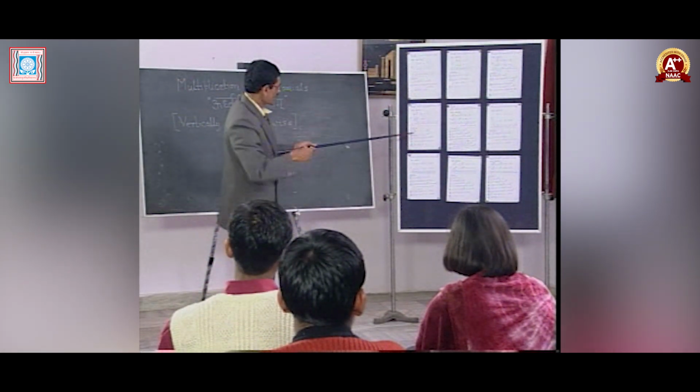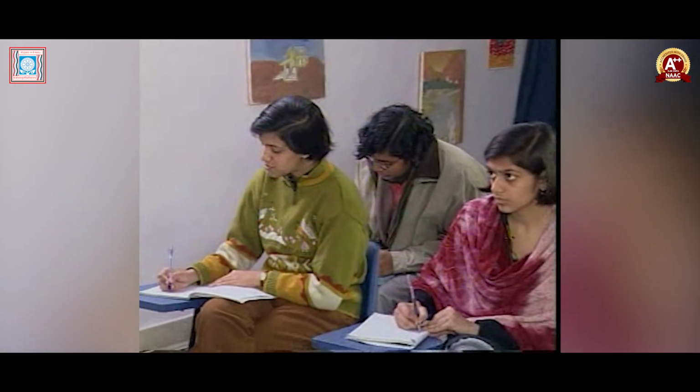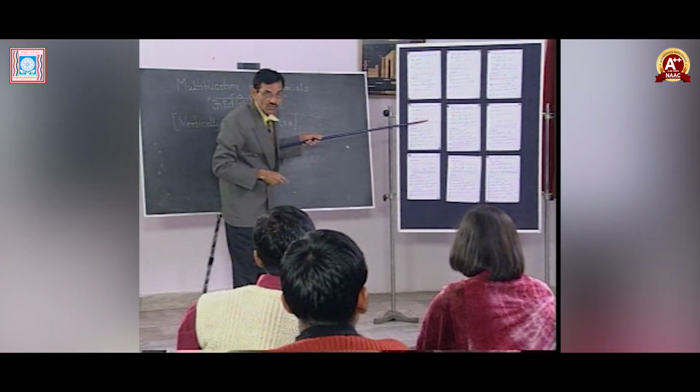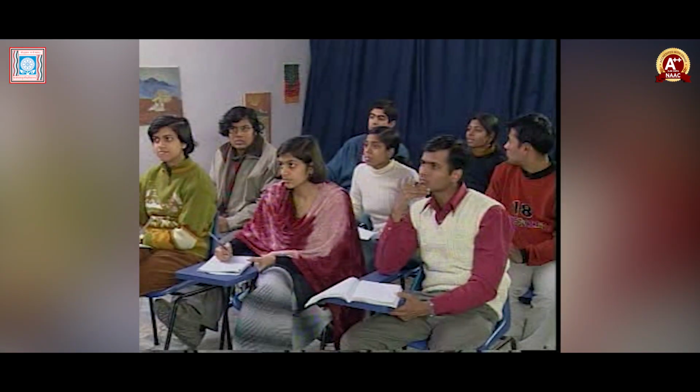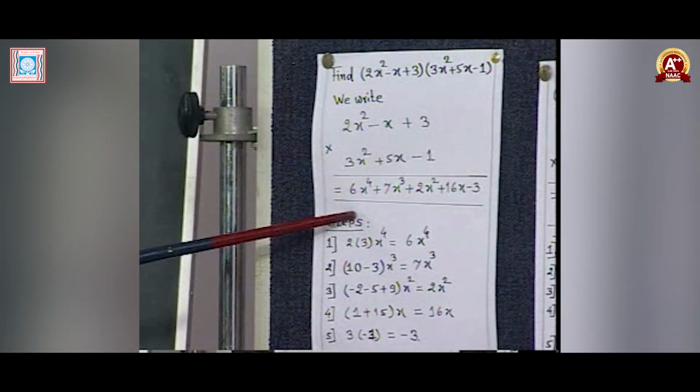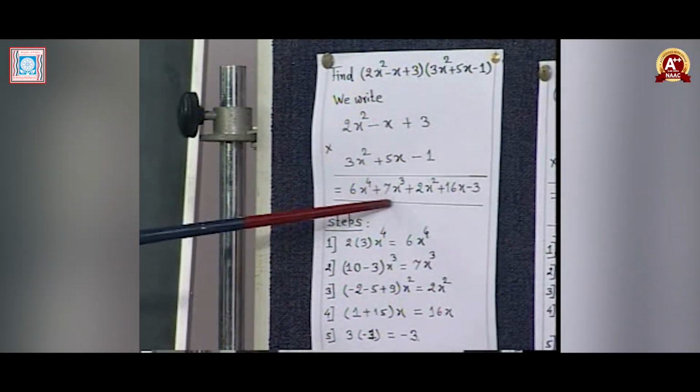Next one is minus 1 into minus 1, that will be 1. Plus 5 into 3, 15. That's 16x. Can you give the last answer? 3 into minus 1 equal to minus 3. So the final answer will be 6x to the power 4 plus 7x cube plus 2x square plus 16x minus 3.